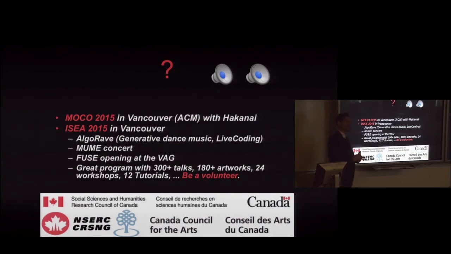And as part of ISEA, there'll be a number of systems like the one I presented today that will be showcased. There'll be an algorave, where there'll be generative dance music and live coding. There'll be musical concerts where artificial agents, musical agents, and musicians will play together. And there'll be all sorts of events, a great opening at the Vancouver Art Gallery, and a great program of talks, over 300 of them, over 180 artworks, plenty of workshops, plenty of tutorials.